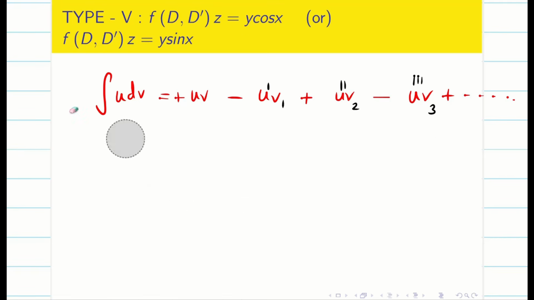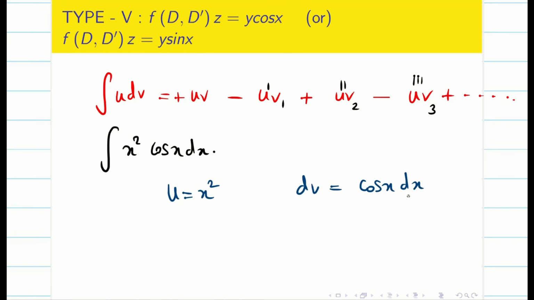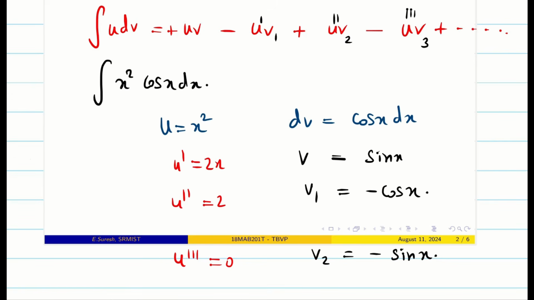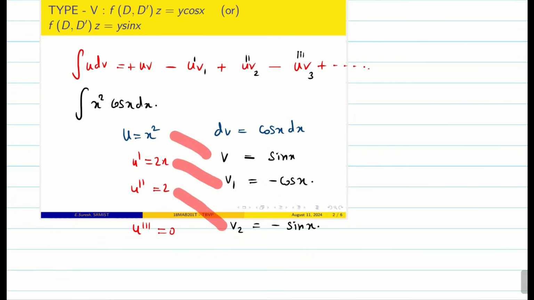How to integrate x square cos x dx. Now I'm going to take u is equal to x square and dv is equal to cos x dx. Now u dash is 2x, u double dash is 2, u triple dash is 0. Similarly, integration of cos x is sin x and integration of sin x is minus cos x and integration of minus cos x is minus sin x. Now I'm going to apply this in the formula. uv, u dash v1, u double dash v2. From u triple dash, all are going to be 0. So it is easy for me to finish the problem.